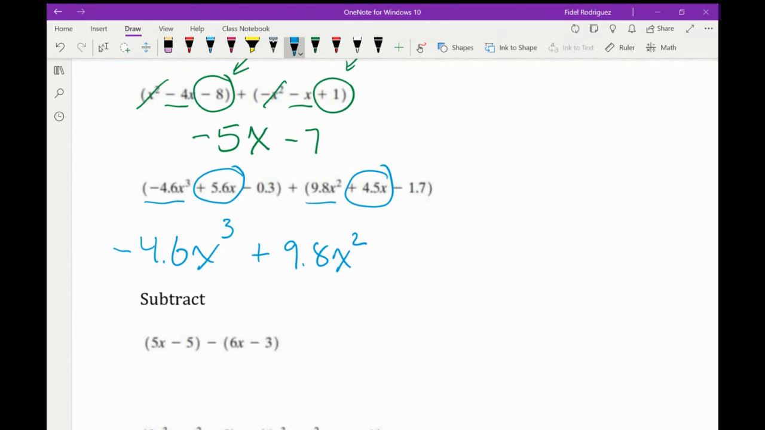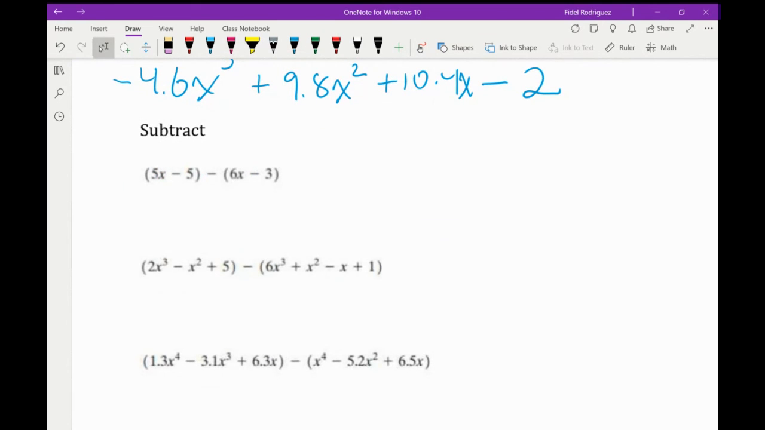Let me get my calculator real quick. 5.6 plus 4.8 is 10.4. And then a minus 0.3 and a minus 1.7 is just a minus 2. So if I owed you 30 cents and I borrowed another $1.70, now I'm going to owe you $2. Oh, I forgot the x right here. Sorry about that.